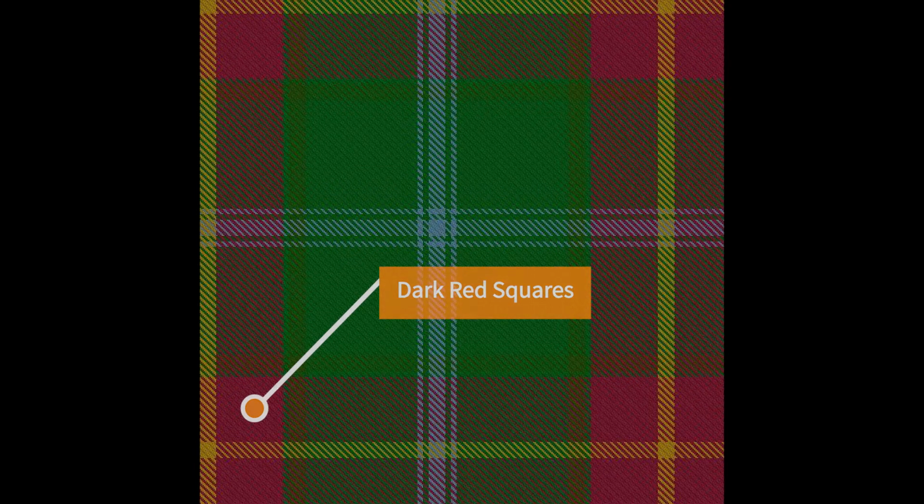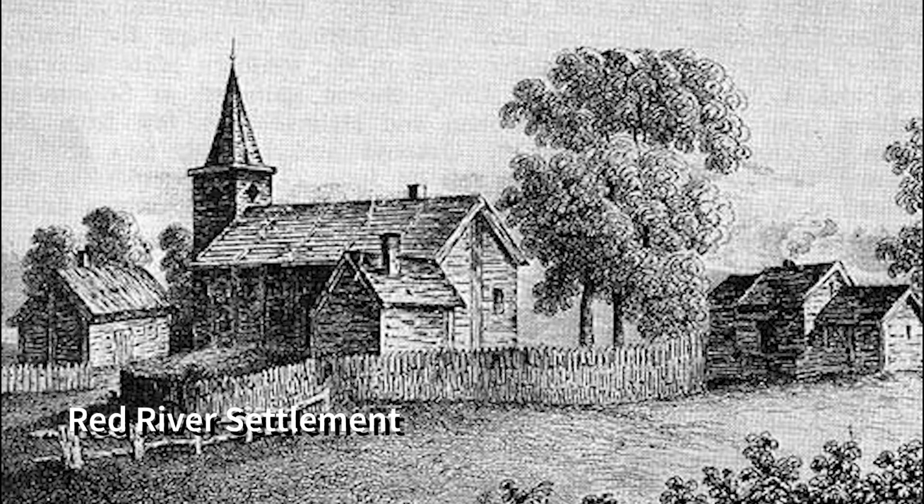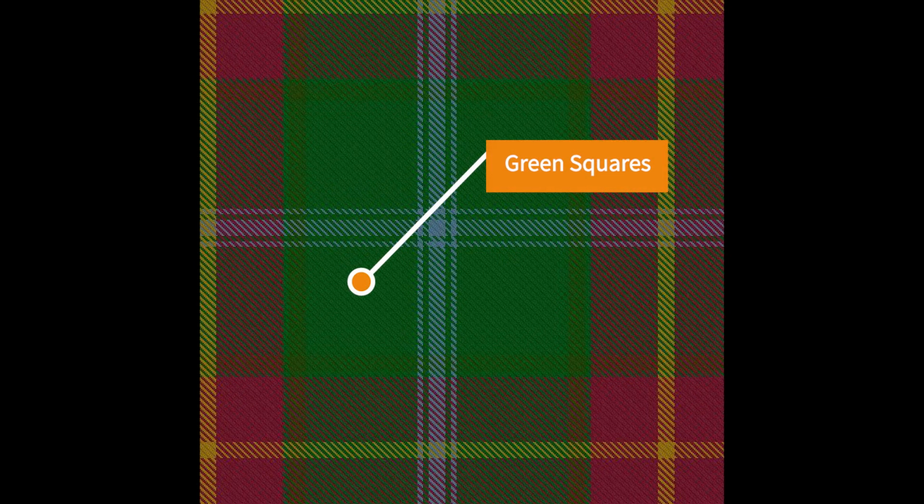Each color in the Manitoba tartan symbolizes a different aspect of the history of the province of Manitoba. The dark red squares represent the Red River settlement established in 1812 and the fur trade posts from which many of Manitoba's urban settlements developed. The green squares represent the rich natural resources of the province, such as farmlands, forests, minerals, fisheries, and water power.